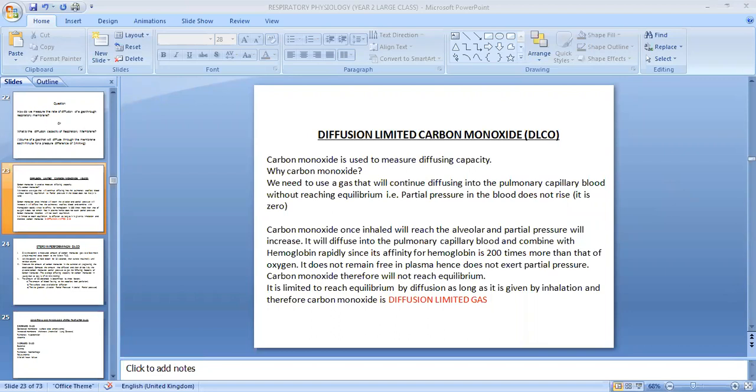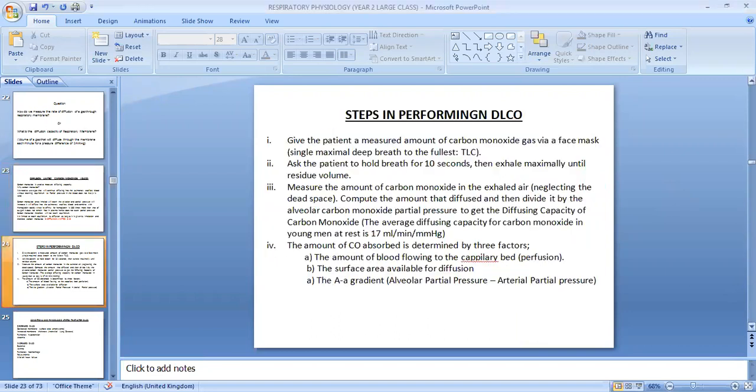Therefore, how do we do DLCO tests? Number one, you give the patient a measured amount of carbon monoxide. Measured, that's the most important. A measured amount of carbon monoxide gas via face mask, and the patient takes a single maximum deep breath to the fullest. Just a small amount of carbon monoxide that is measured, where the volume and the amount are known.